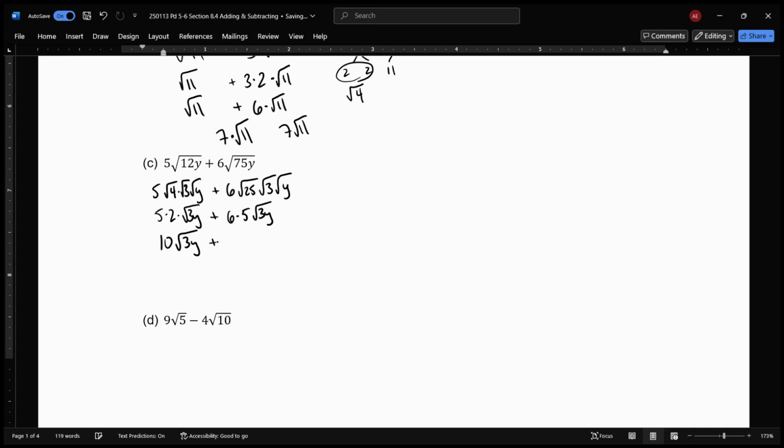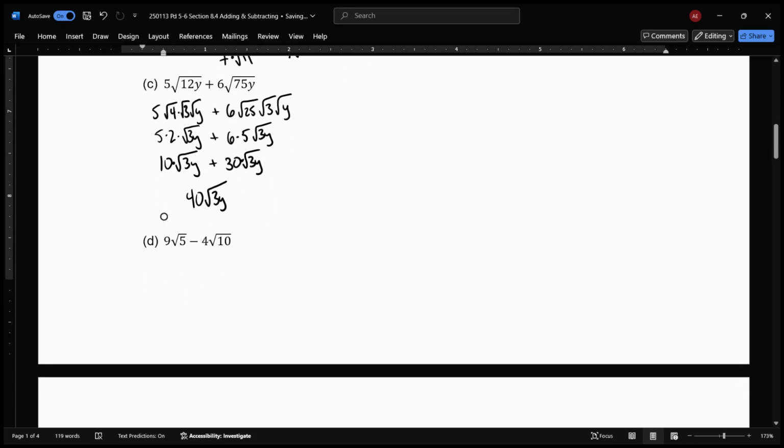10 times the square root of 3y plus 30 times the square root of 3y. Alright, you can either say, once again, same index numbers and radicands, or 10 times the square root of 3y plus 30 times the square root of 3y. Again, that repetition of sound. 10 plus 30 is 40 times the square root of 3y. Alright, D. Can't be simplified.